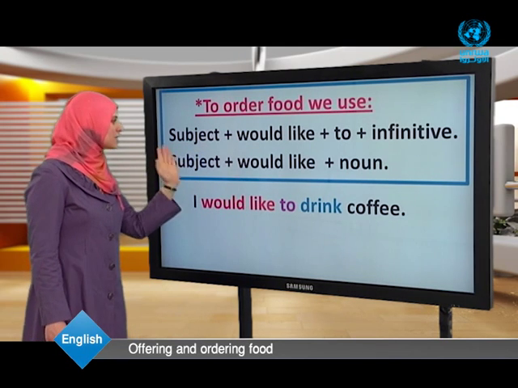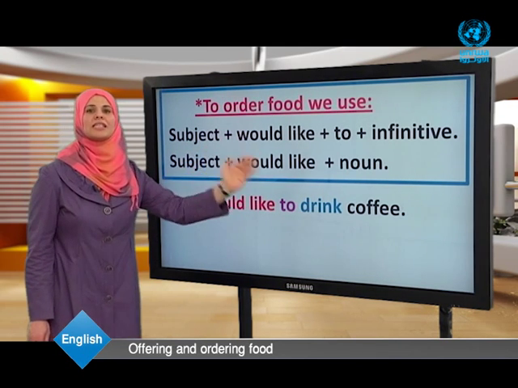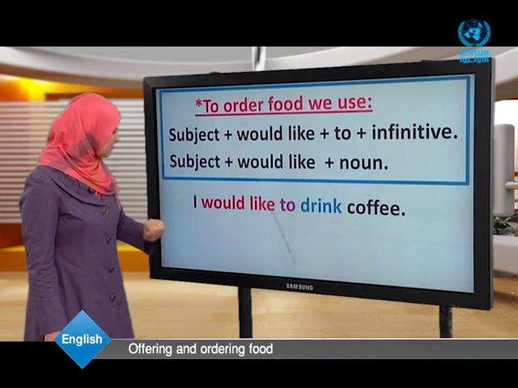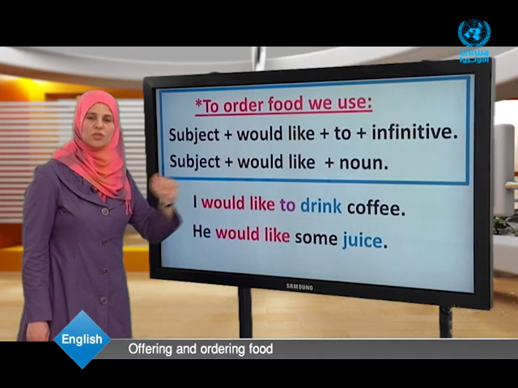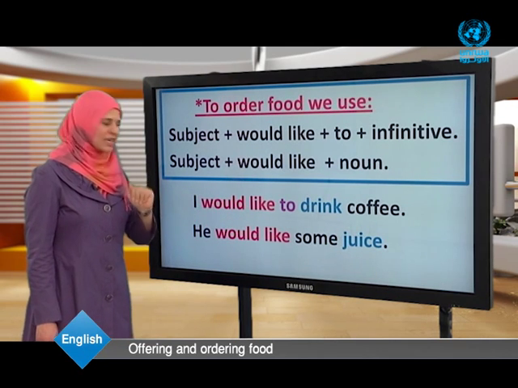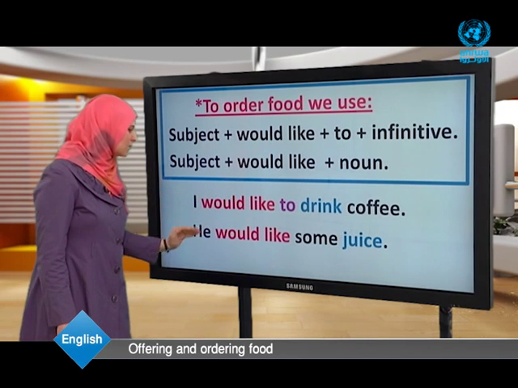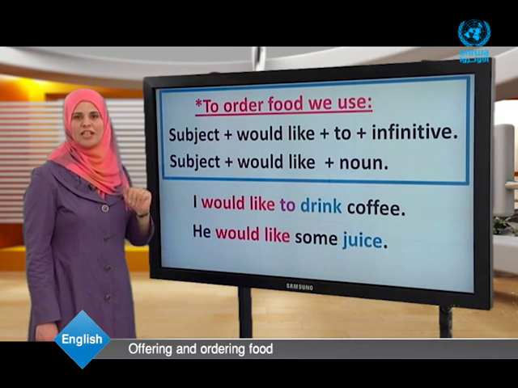And here we can use subject plus would like plus a noun. Look at this example. He would like some juice. Again, I'd like to drink coffee, to plus the infinitive. He would like some juice. Here we have a noun.